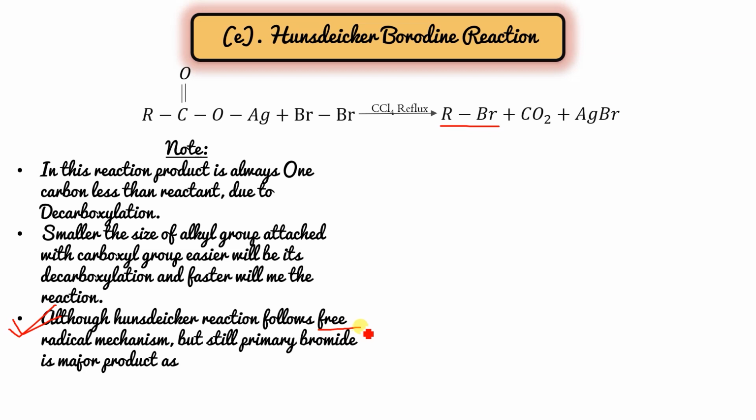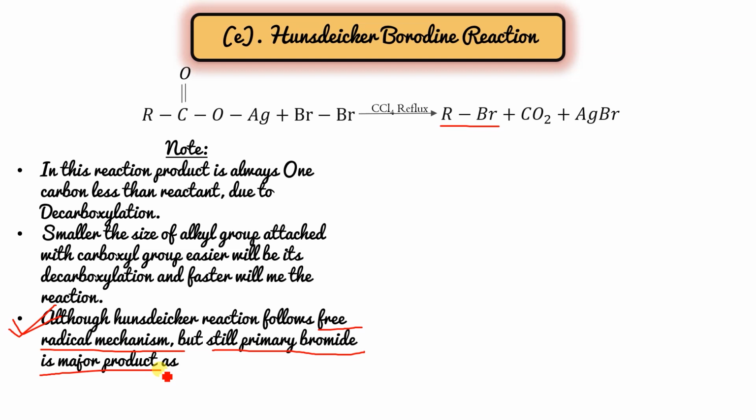It follows the free radical mechanism. Okay, first thing. And since it follows the free radical mechanism, it is quite clear that the tertiary product will be more stable and the tertiary product will be major, isn't it? So another question can be asked: in the Hunsdiecker reaction, RBr, primary, secondary, tertiary, which one will be the major product? And without any second thought, you people will pick the tertiary one. And that is the twist in this question. Although it follows the free radical mechanism, still the primary bromide will be the major product.